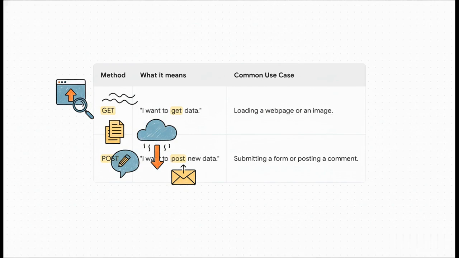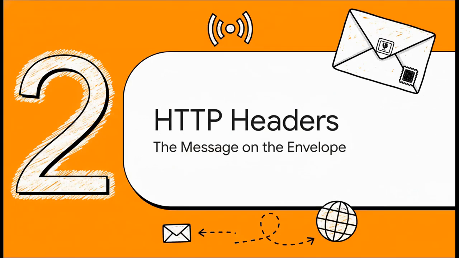That's a POST. The message on the envelope, HTTP headers. All right, so a verb is a good start, but it's not enough, right? The request needs more context. It's just like mailing a letter. You wouldn't just scribble deliver on a box and hope for the best. No way. You need an address, a return address, a stamp, maybe even one of those this side up stickers.